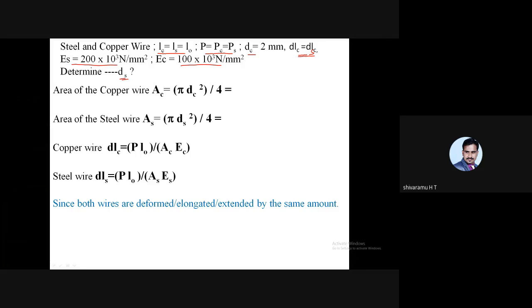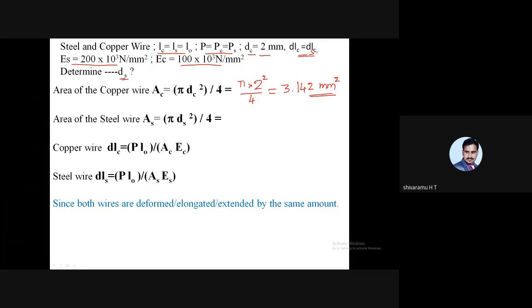Initially, we need to find out the area of the copper wire as well as the area of the steel wire. So area of the copper wire, anyway we know it is a circular cross section, and given is the diameter, so we can easily take the area of the cross section as pi d square divided by 4. So here pi, and the diameter of the copper wire given is 2 millimeters, so pi into 2 square divided by 4, so you'll get the answer 3.142. The unit for area of cross section is millimeter square.